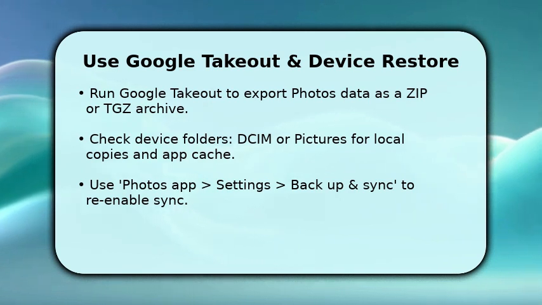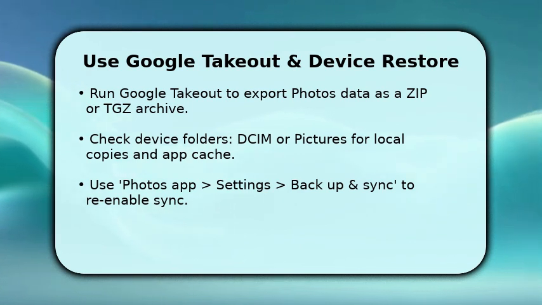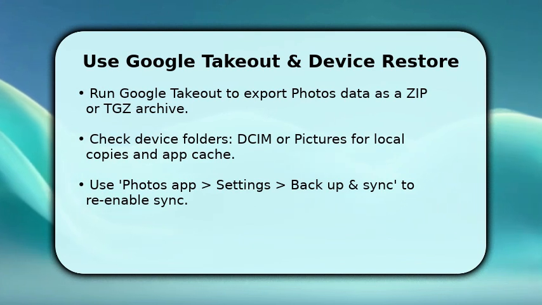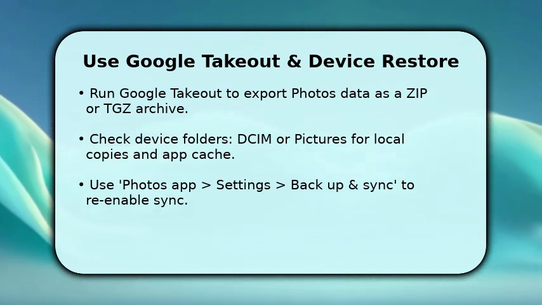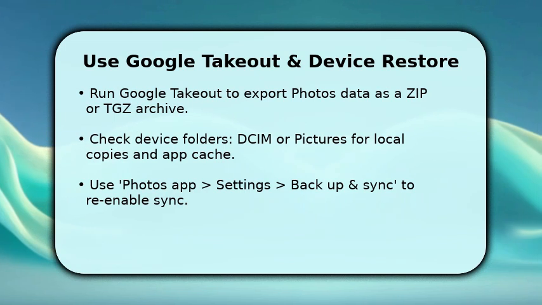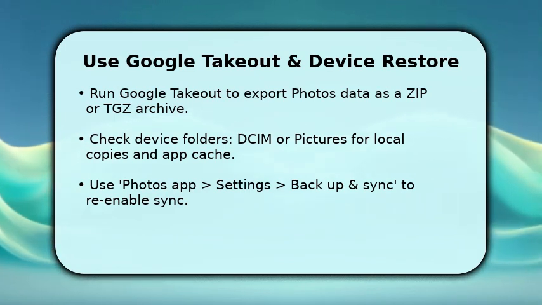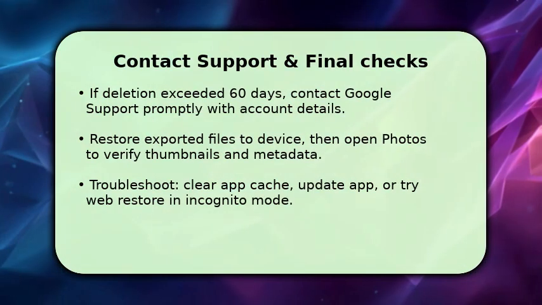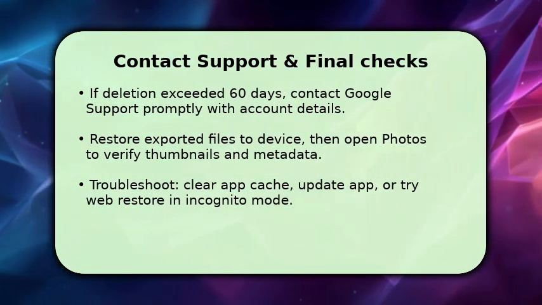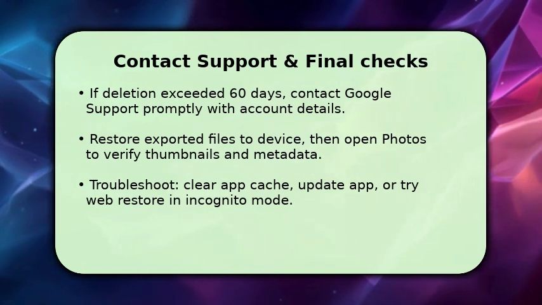Meanwhile, inspect your device's DCIM and Pictures folders and the Photos app cache for local copies. These sometimes survive deletion. After retrieving files, re-enable backup and sync in Photos settings. You finish by restoring exported files back to your device and verifying them in Google Photos. Copy originals into DCIM or Pictures so the app indexes them.